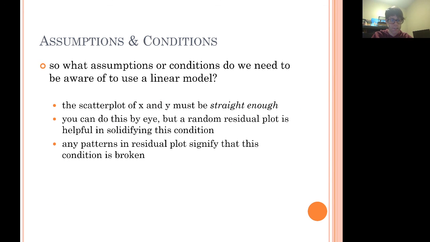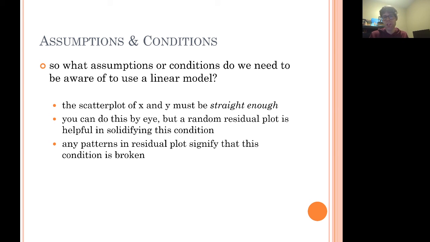And just to finish off, on the slide, they just have a couple assumptions and conditions about using a linear model. So essentially, if you want to use a linear model on your scatter plot, you want to take a look at your points, and you want to kind of argue that the x and the y points that we have come out straight enough. We don't want a very clear parabolic arc, for example, in the relationship between x and y. It doesn't make sense to use a linear model then.